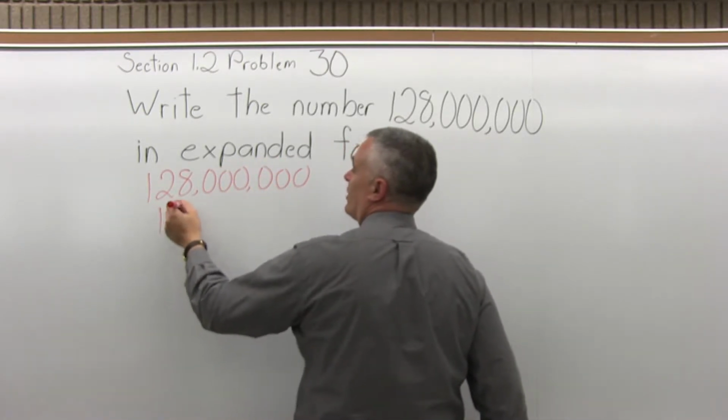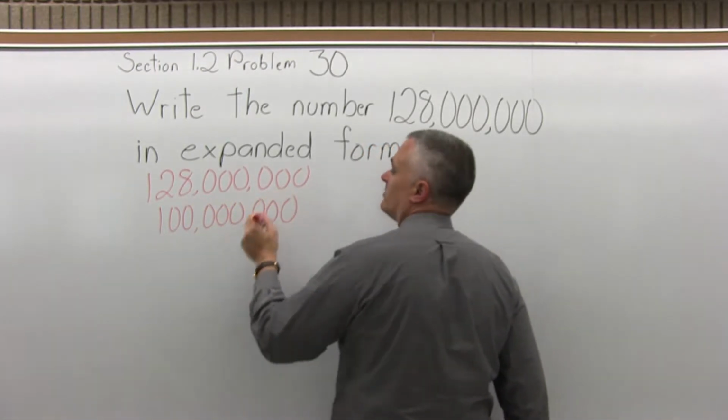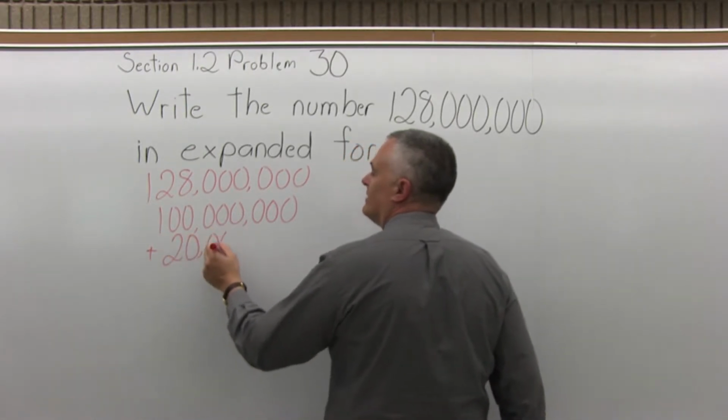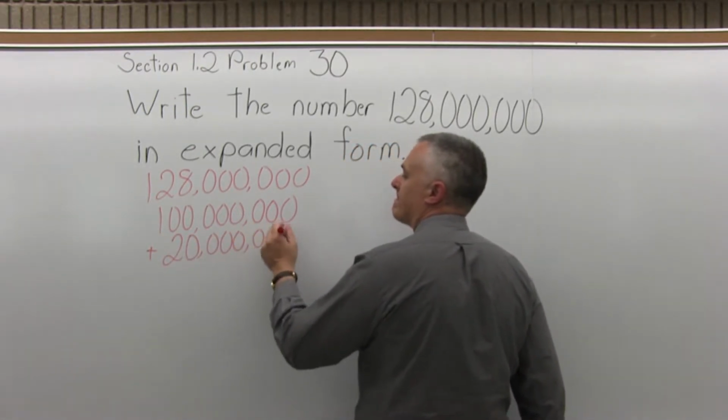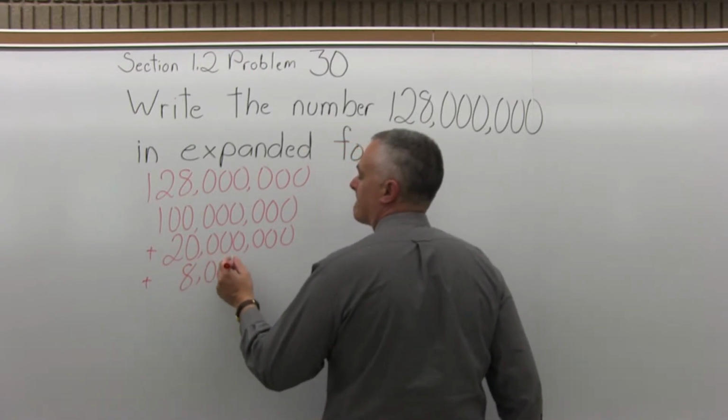So we start with 100 million. That's 100 million. Plus 20 million. Plus 8 million.